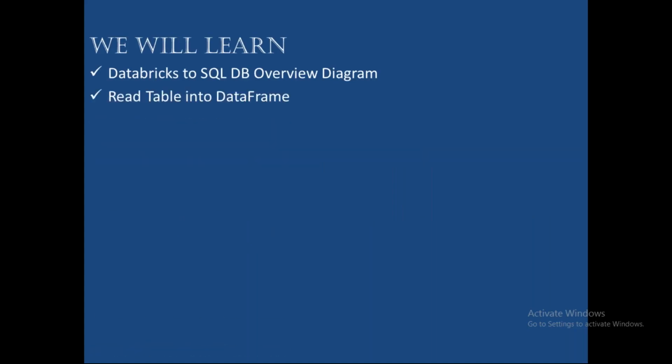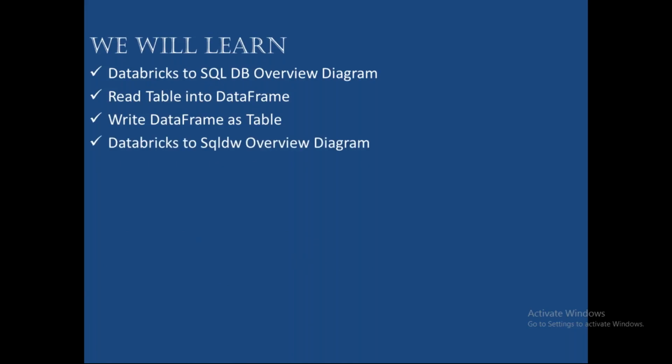Then we will see how to read data from SQL database. Then once we read the data into Databricks, we will do some kind of a transformation. Then we want to write this data as a table, maybe into another table in SQL database. How to write, we will see. Next, we will see the Databricks to SQL data warehouse connectivity overview diagram.